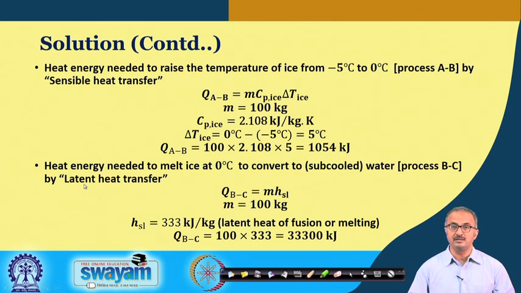So here we need the latent heat of fusion. For this we simply need to multiply the mass of the ice with the enthalpy of melting, and in this case this SL signifies the transformation from solid to liquid state. Again putting these values here, we find this is the heat energy required to melt the ice to water, and here you can see the latent heat is much more than the sensible heat.